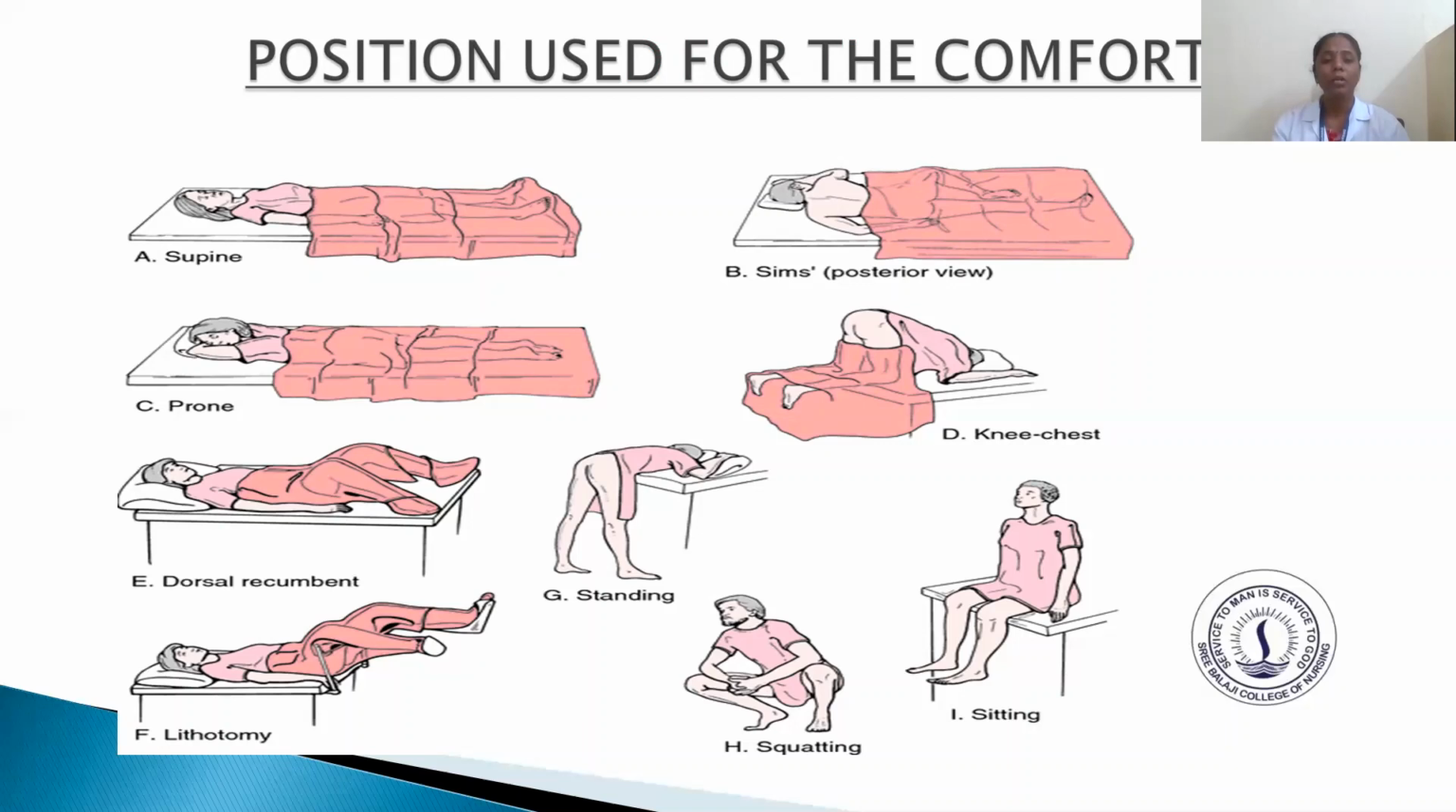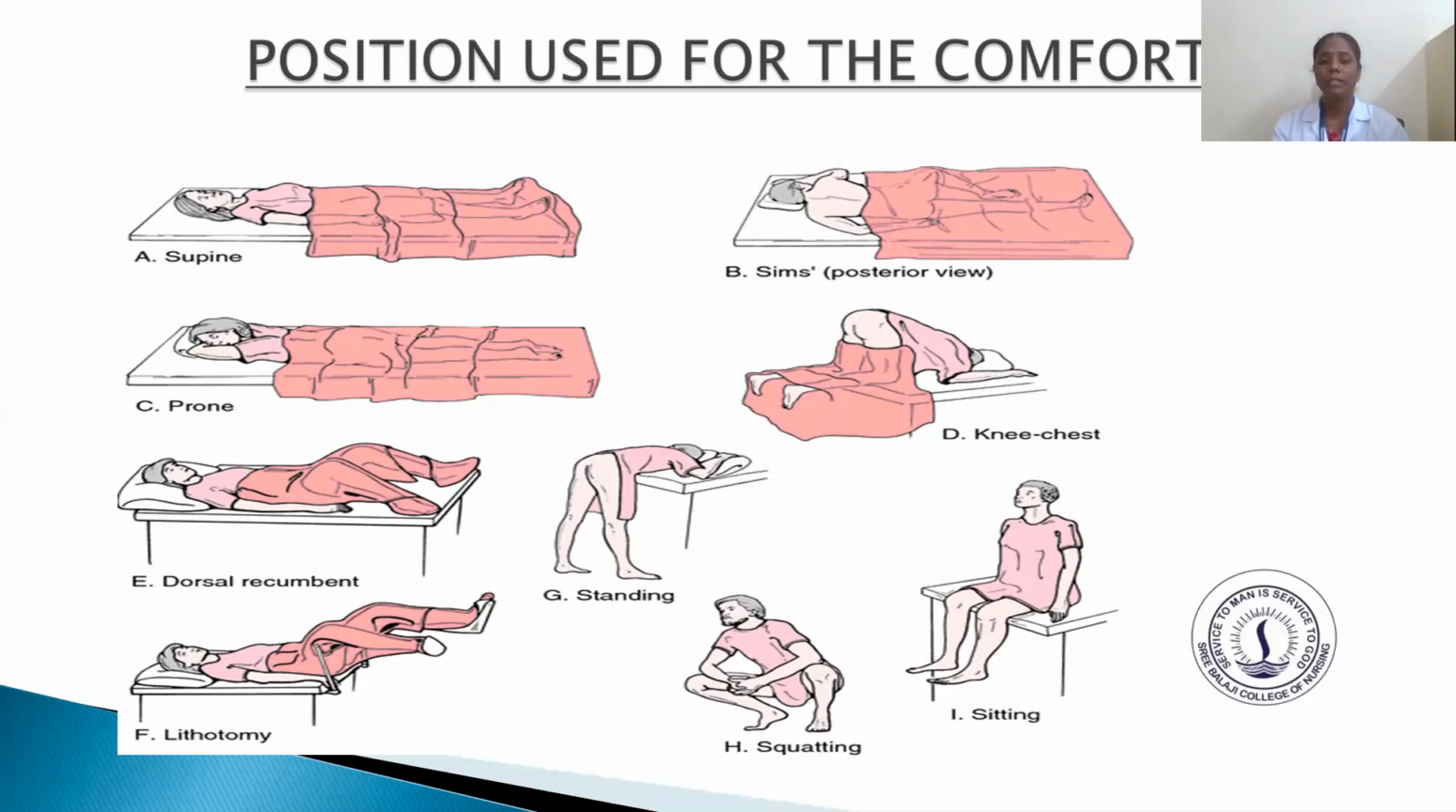And then the dorsal recumbent position. In the dorsal recumbent position, the patient is placed in a supine position. A pillow is placed under the head. Then the two hands are at the right and left sides, the two legs are separated, and the knees are flexed. That is the dorsal recumbent position.